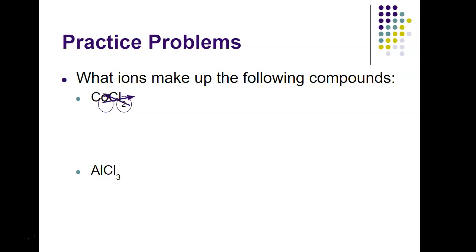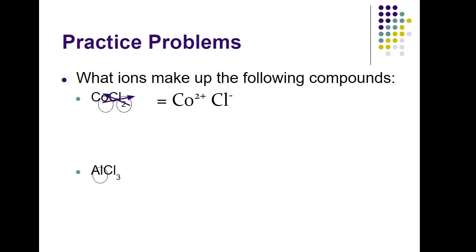Okay. Remember, the first thing in the compound has to be your positive ion. So we're going to make Co2+. The second one has to be your negative. So I'm going to make Cl-. Again, I'm just taking my numbers from the bottom and flipping them back up, and remembering that the first one always has to be positive and the second one always has to be negative.